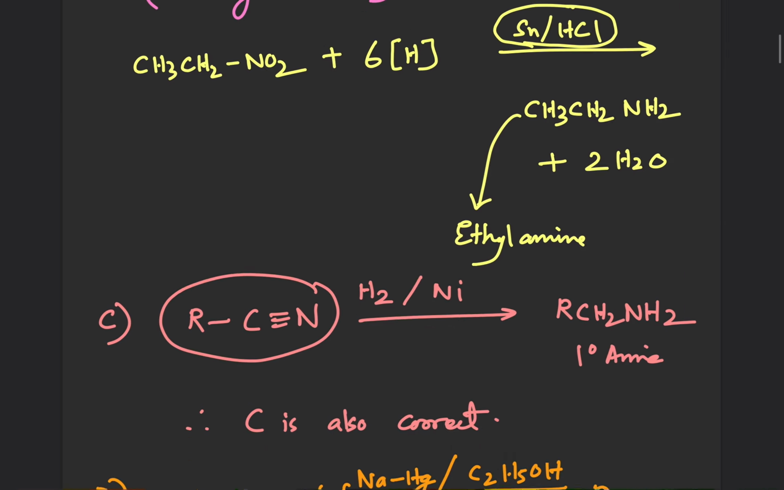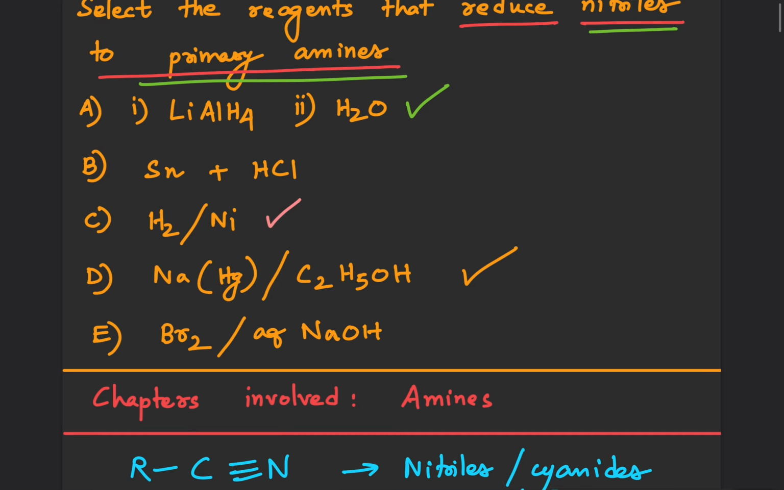Okay. So therefore, the reagents that reduce nitriles to 1 degree or primary amines are A, lithium aluminum hydride and water; C, hydrogen in the presence of nickel as catalyst; and D, that is sodium amalgam in ethanol. Okay, so therefore A, C, and D are the correct reagents. Okay, thank you.